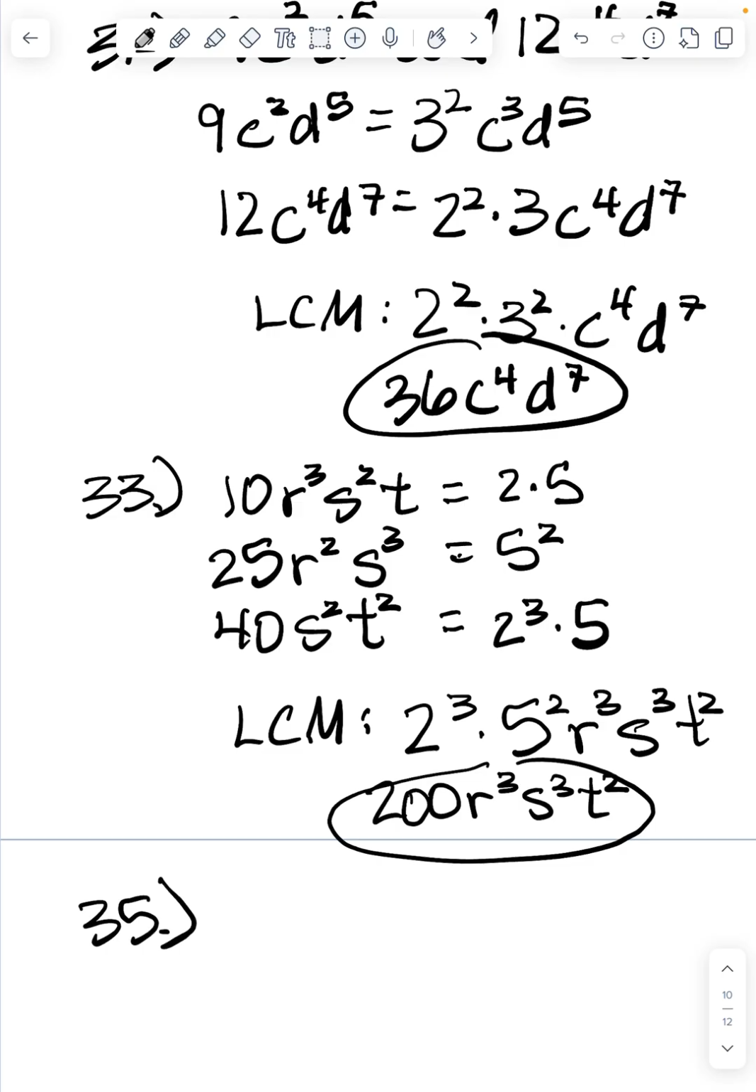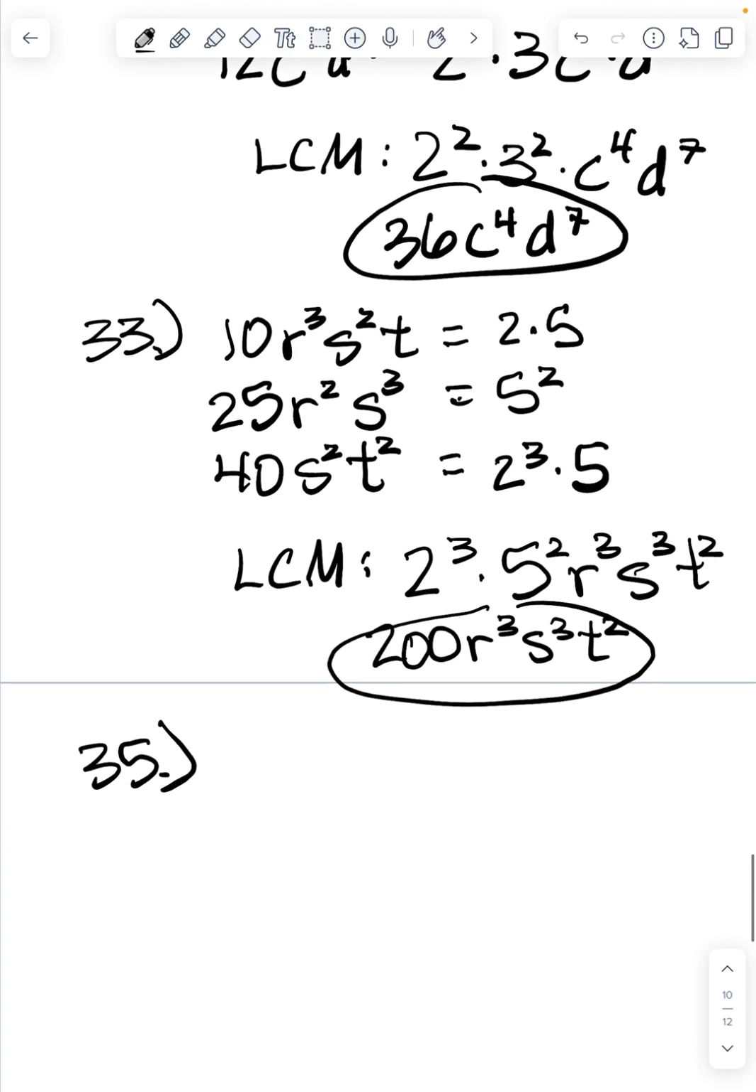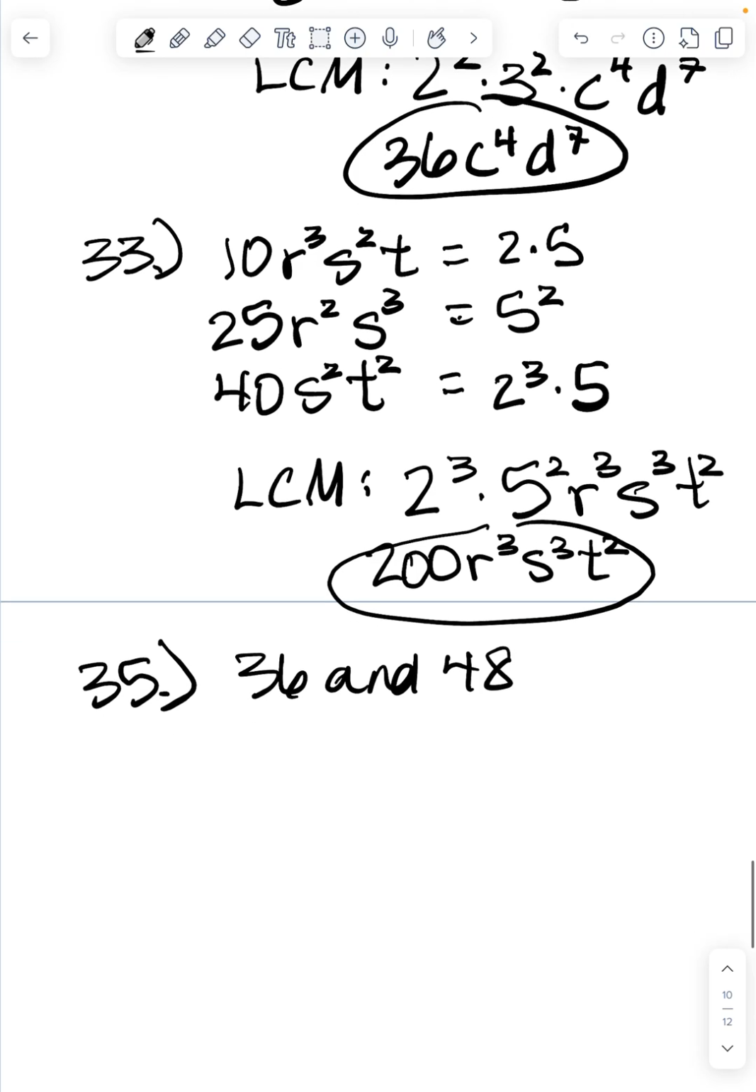Number 35, I believe that's number 35. Find the GCF and LCM of the given numbers. So 36 and 48. So now you're going to have to remember what we did in the last lesson. They put them next to each other because they're very similar. So 36 and 48.